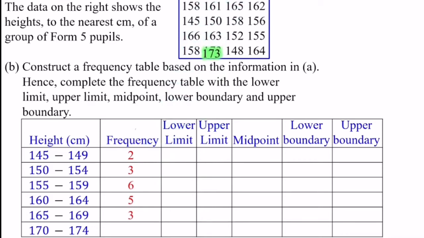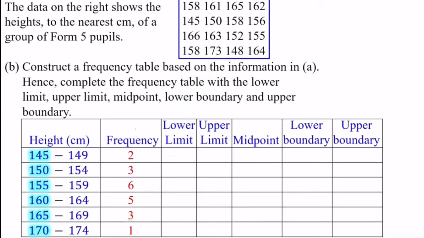Alright, so that is the so-called frequency. After we have done the counting, we always add up and make sure it tallies with the number of data that we have. So if you add up, you should have how many? You should have 20 data, right?